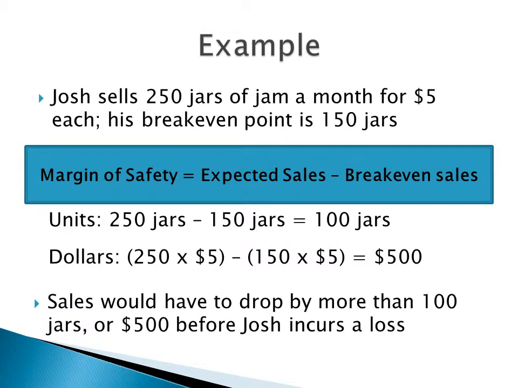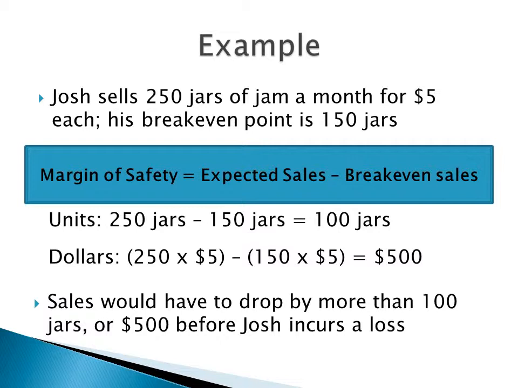In this example, Josh sells 250 jars of jam a month for $5 each. His break-even point is 150 jars. So if the margin of safety is equal to expected sales minus break-even sales, in units, his margin of safety would be 250 jars minus 150 jars, so that would be 100 jars.